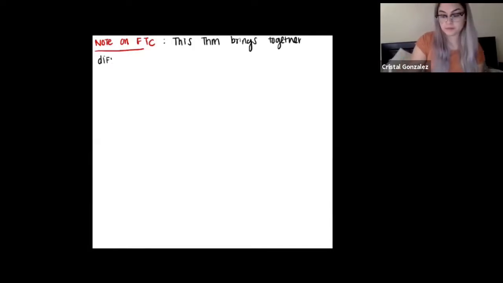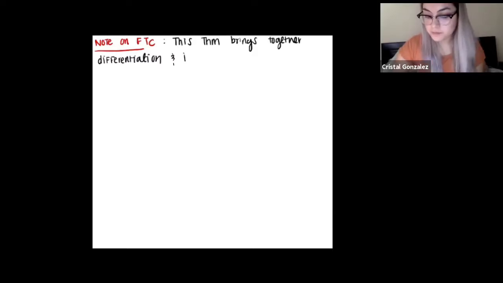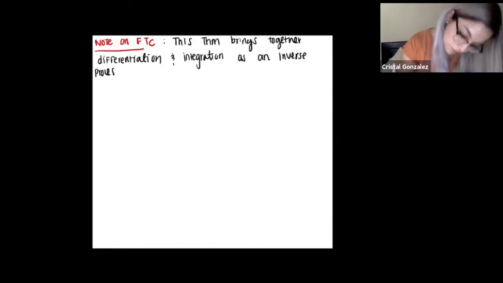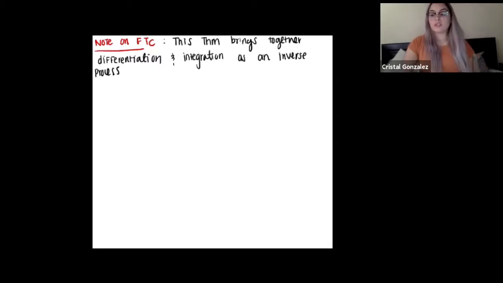differentiation and integration as an inverse process. Okay, so what this is saying is that we know how to differentiate and we know how to integrate. And what the fundamental theorem of calculus does is it shows us that if we integrate and then we take the derivative, we'll just get back that integrand from the middle of that integral.